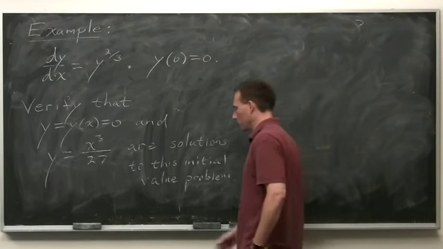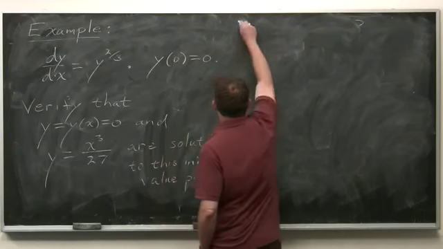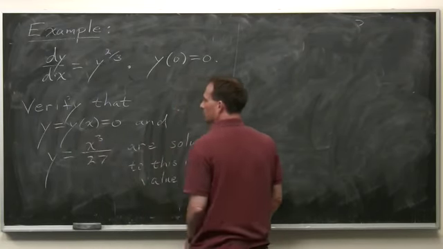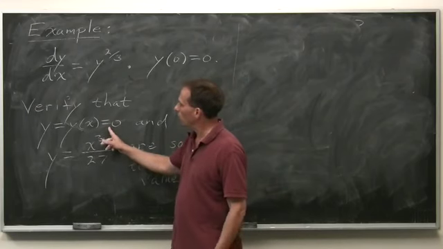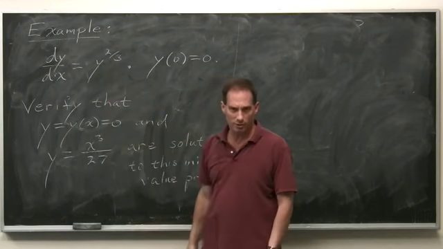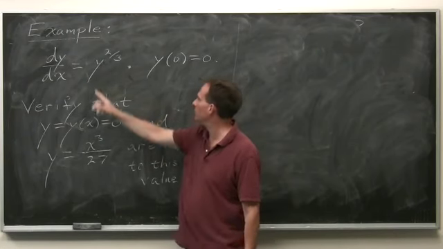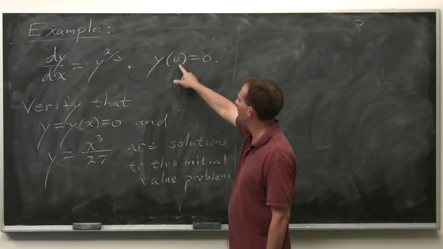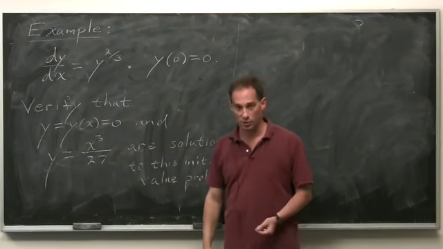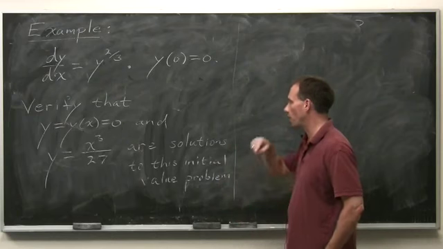Why are these both solutions? You can just check. Is this a solution to this differential equation? Well, if y is the 0 function, its derivative is 0, and 0 to the 2/3 is 0, so certainly this satisfies the differential equation. When x is 0, is y 0? Well, y is always 0. So yes, y equals 0 is certainly a solution to this initial value problem.